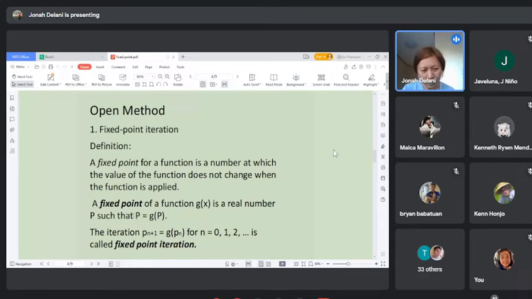In mathematical form, a fixed point is the value of p when p is equal to g of p. Kung ang p, i-substitute na to sa function, g of p, p ra gihapon ang result. So magbalik-balik na siya. P jud bisag unsaon.